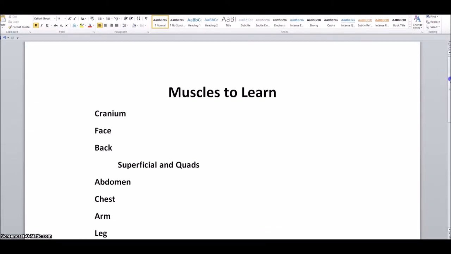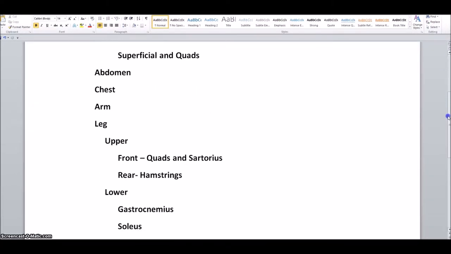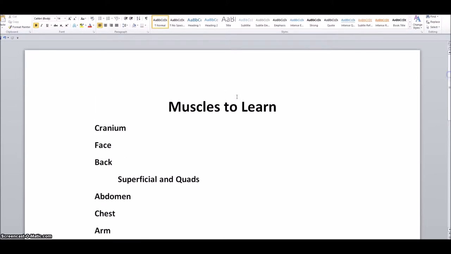Now, to learn the muscles, I'm going to suggest that you divide them into the parts of the body. The cranium, the face and the back. On the back, there's superficial muscle, and then under the superficial muscles are the quads. The abdomen, four big muscles there to learn. The chest, basically the pecs, and the intercostals. The intercostals allow you to breathe along with the diaphragm.